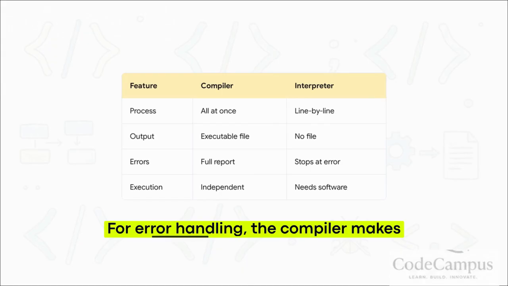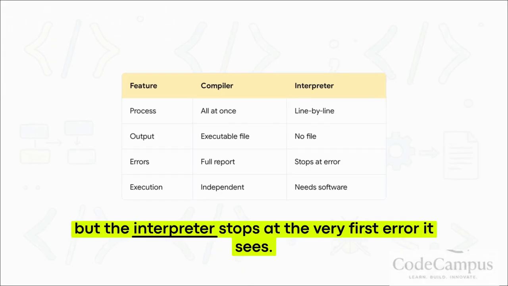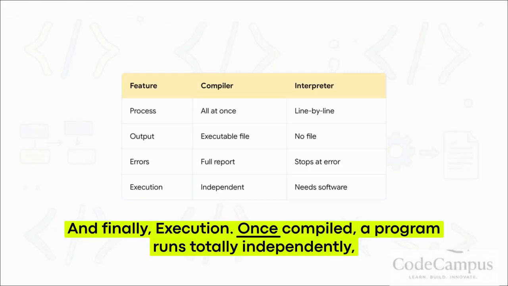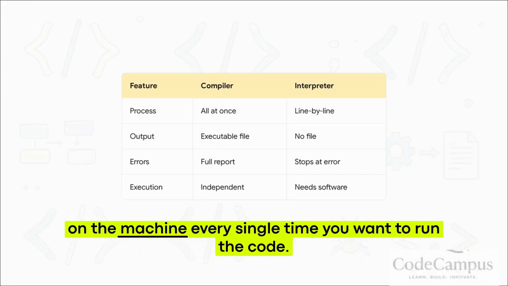For error handling, the compiler makes you wait until the very end to get a full report, but the interpreter stops at the very first error it sees. And finally, execution. Once compiled, a program runs totally independently, but with an interpreter, you actually need that interpreter software installed on the machine every single time you want to run the code.